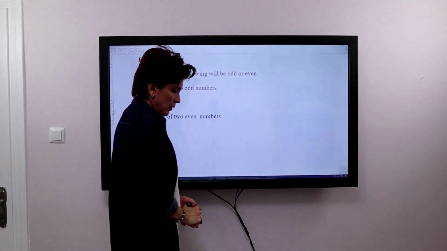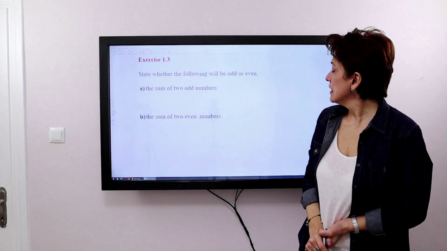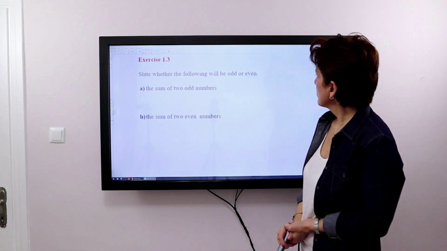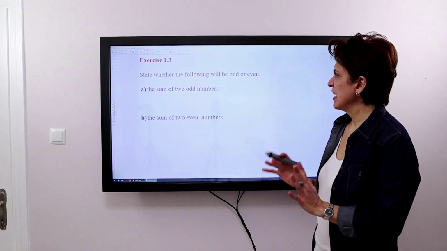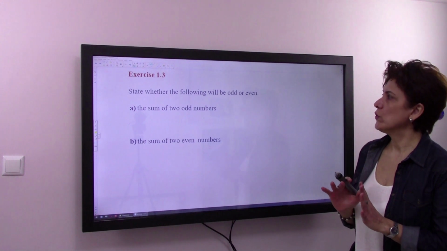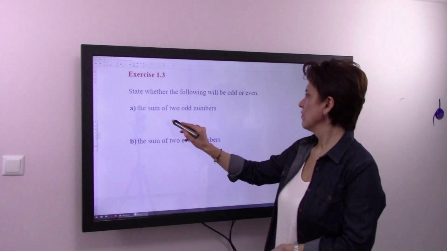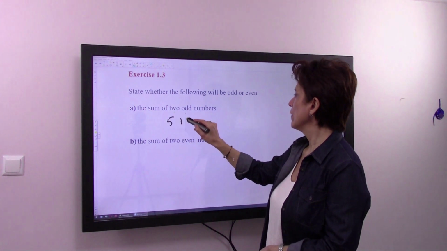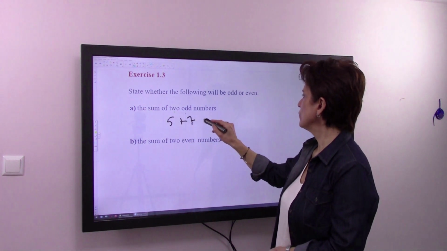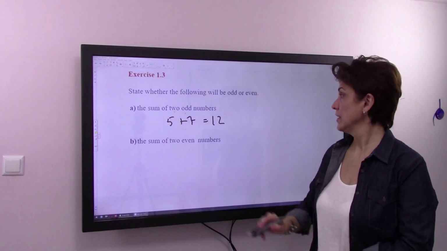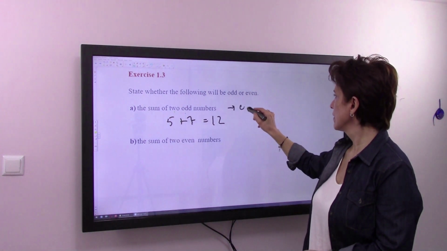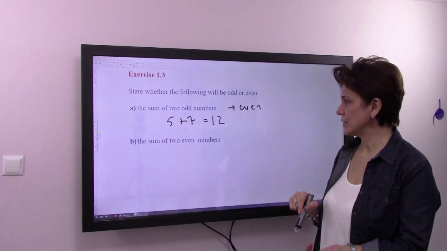Exercise 1.3. What is it? Here, state whether the following will be odd or even. Just choose any example. Sum of 2 odd numbers. Choose 2 odd numbers, 5 and 7. If I add, what do we have? 12. 12 is odd or even? Even, right? So result even. Agree? Did you understand how I'm thinking?